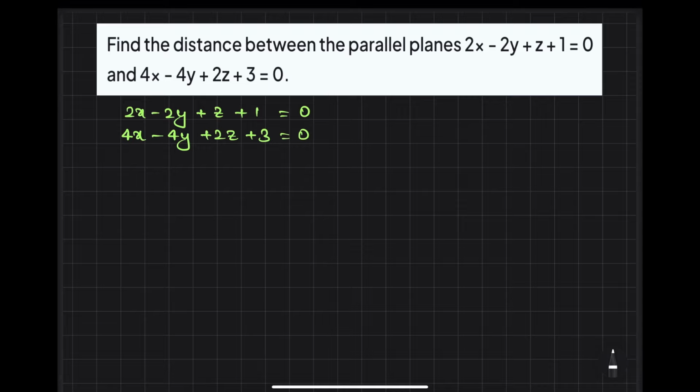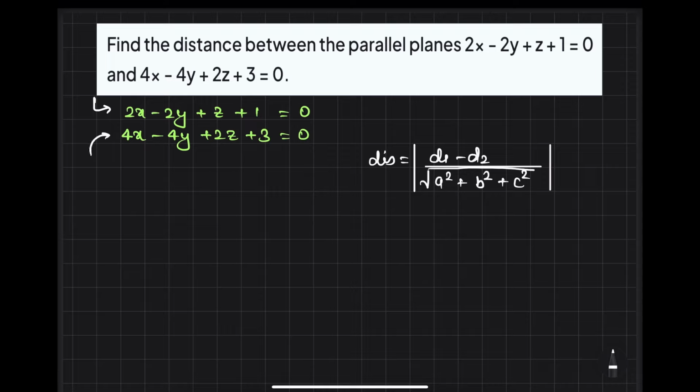Now, you know that the distance between the parallel planes is d1 minus d2 divided by root over a square plus b square plus c square. This is the formula for the distance between parallel planes. Correct? Now, if you observe, for D1 and D2 you can go with 3 and 1. But what will you do with A, B and C? Because if you compare ABC of this, it is different. ABC of this, it is different.